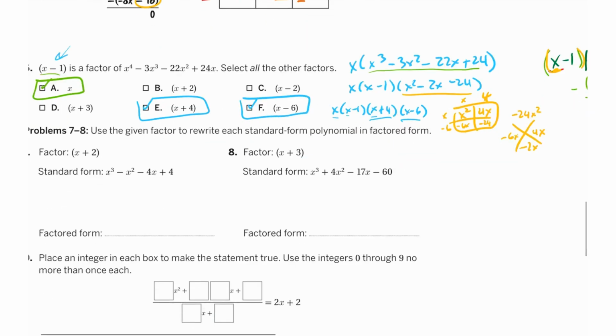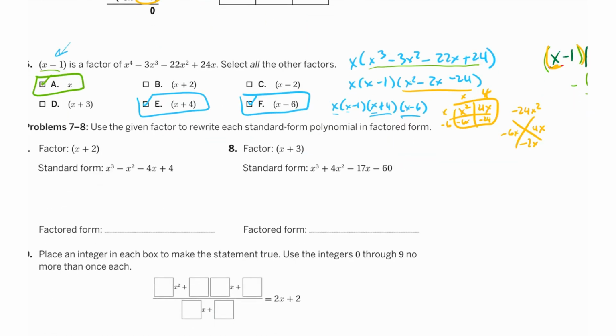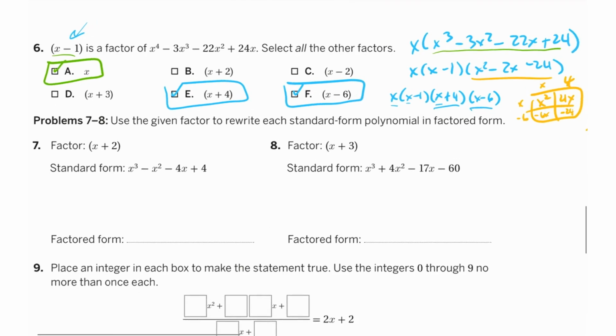Problem 7 to 8, use the given factor to rewrite each standard form polynomial in factored form. So for number 7, we are given a factor x plus 2, and we are asked to put it in factored form, given what is standard form. So do some division here. Again, I'll split this up. I'll do one in the area model, and then I'll do one with the long division, just because I want us to get practice with both.